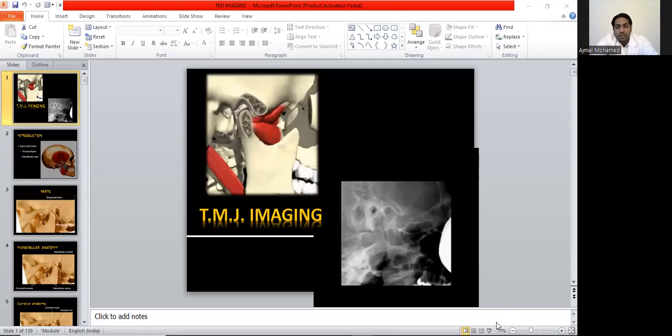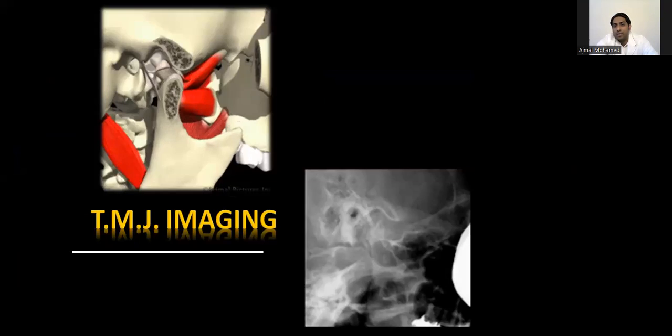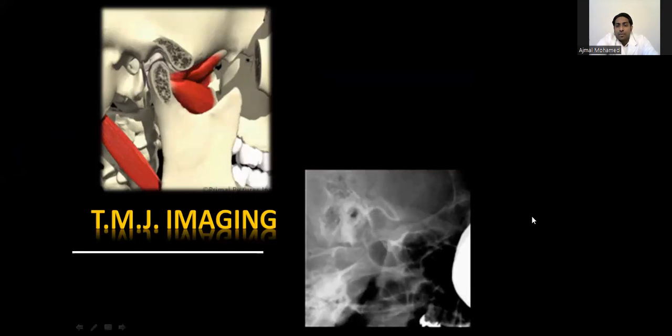Before the advent of CT, now we are blessed with new technologies like quantum computed tomography. Before the advent of CT, we actually relied mainly on conventional radiography, and conventional radiography has its own limitations. That is one thing. So I can show you the different slides one by one.